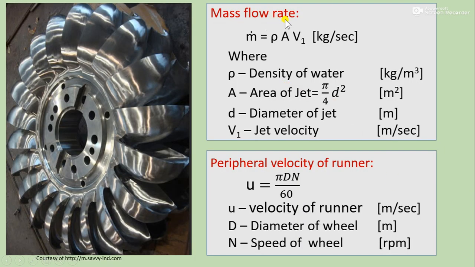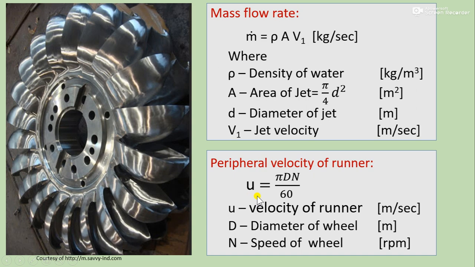In Pelton wheel, mass flow rate is taken as rho into A into V1 in kg per second, where rho is density of water in kg per meter cube, A is area of jet, that is equal to pi by 4 into d square, where d is the diameter of jet in meter, and V1 is jet velocity in meter per second. In the numerical, we need to calculate peripheral velocity of runner.